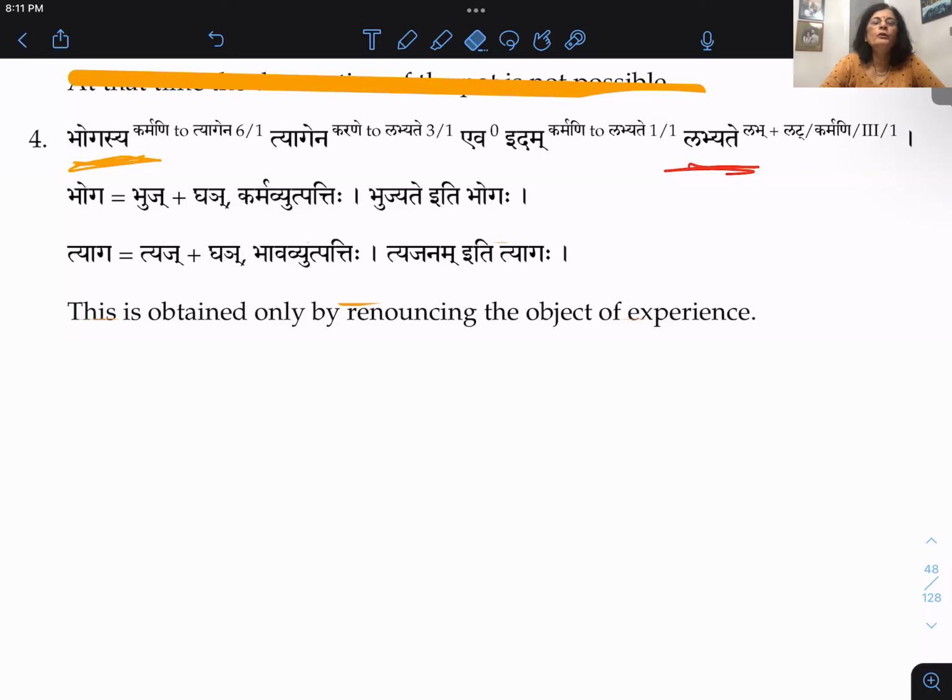So does bhogasya mean object of experience? It's the object of tyaga, renouncing. What are we giving up? Bhoga. We're not experiencing the bhoga. Object of experience is the translation of bhoga. Yeah, okay.